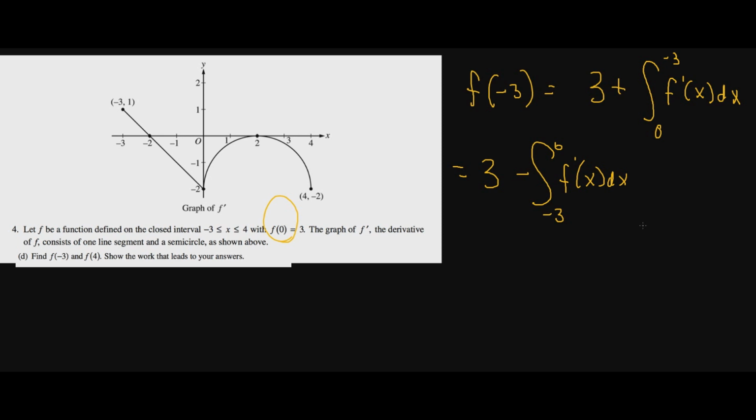Well, what does the antiderivative of this mean? Well, my friends, that means we're taking the area under the curve from negative 3 to 0. Well, what is the area of this right here? Well, it's 1 times 1 divided by 2. This is 1/2, or 0.5.